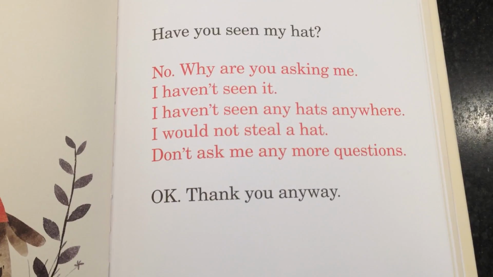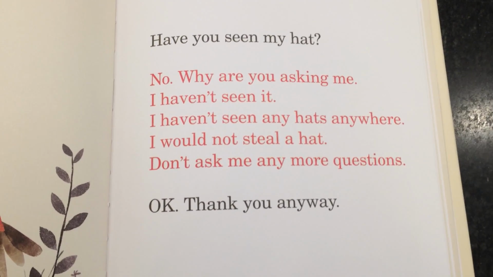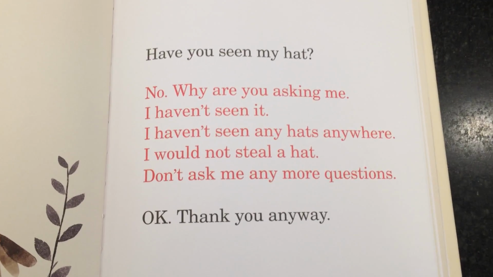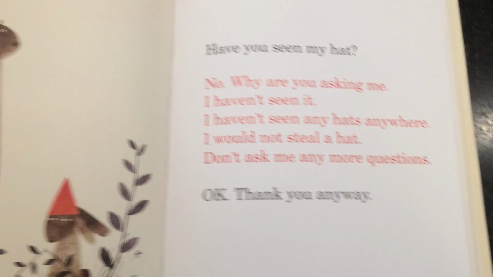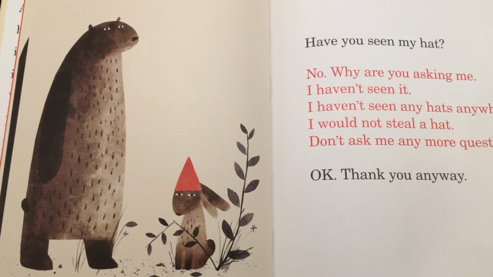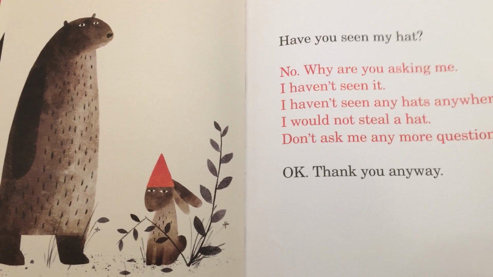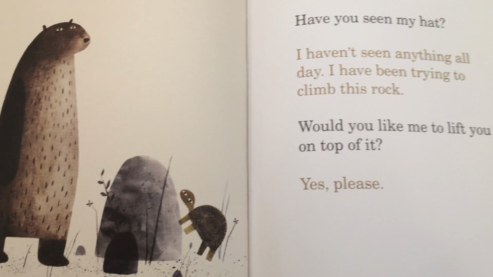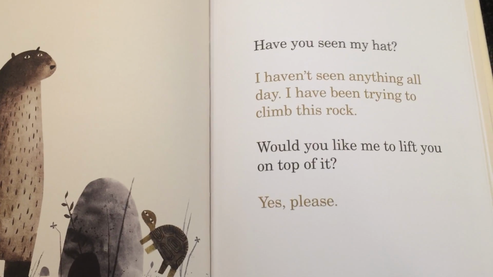"No, why are you asking me? I haven't seen it. I haven't seen any hats anywhere. I would not steal a hat. Don't ask me any more questions." "Okay, thank you anyway." Boy, what does that reveal about the bear? Not too bright, is he? "Okay, thank you anyway." The same thing he said previously. So he continues.